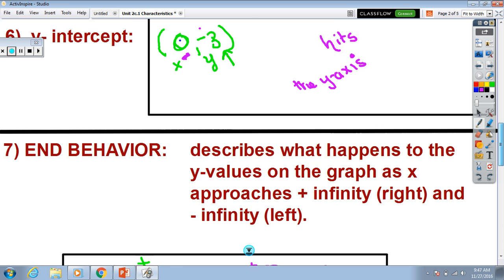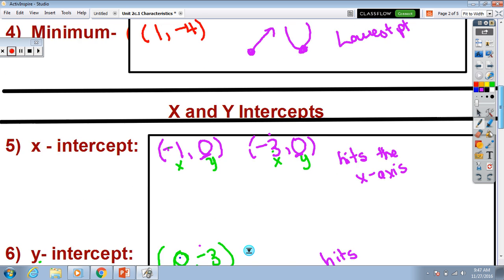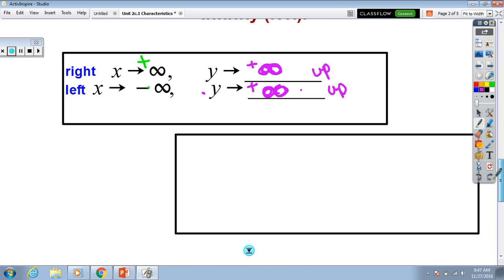So that is part 2 of the lesson on characteristics of functions. I hope that you were paying attention. You probably have at least 10 problems on your CDA. They're going to go over characteristics of functions: domain, range, x-intercepts, y-intercepts, maximum, minimum, and end behavior.